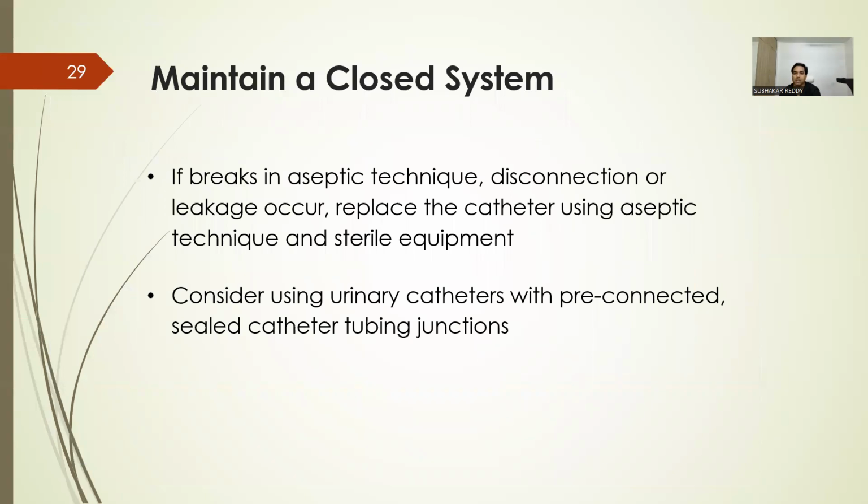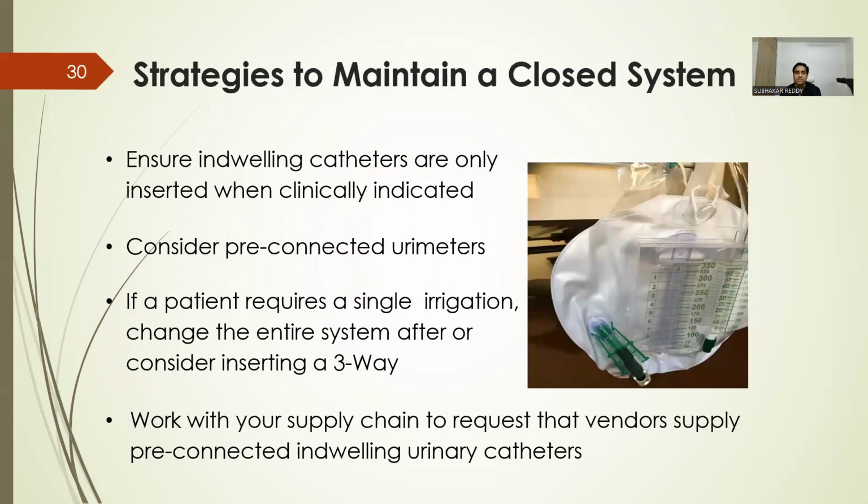Second would be to maintain a closed system. If breaks in aseptic technique, disconnection, or leakage occur, replace with a new catheter under aseptic technique. Consider using urinary catheters with pre-connected urometers. They are available these days. Only when clinically indicated, pre-connected urometers are preferable. And if the patient requires irrigation, change the entire system after considering inserting a 3-way catheter.